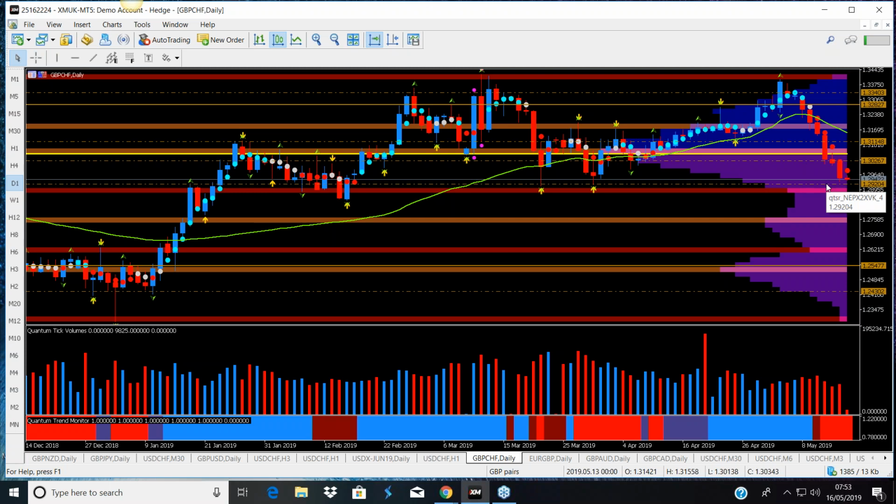If it breaks through here at 129.20, what we have is what we call a low volume node. Where you have a low volume node, where you can see here the histogram is much narrower, the chances are that it will go through fairly quickly, because there's not enough there. There's not enough of a volume cushion to stop it falling.